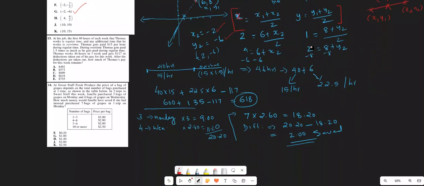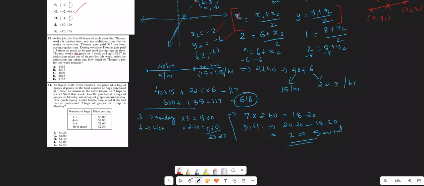Okay, moving on. Problem number 13. At his job, the first 40 hours of each week Thomas works is regular time, and any additional time that he works is overtime. So anything other than 40 is overtime. This week Thomas works for 46 hours. So 46 hours means 40 hours regular and 6 hours overtime.